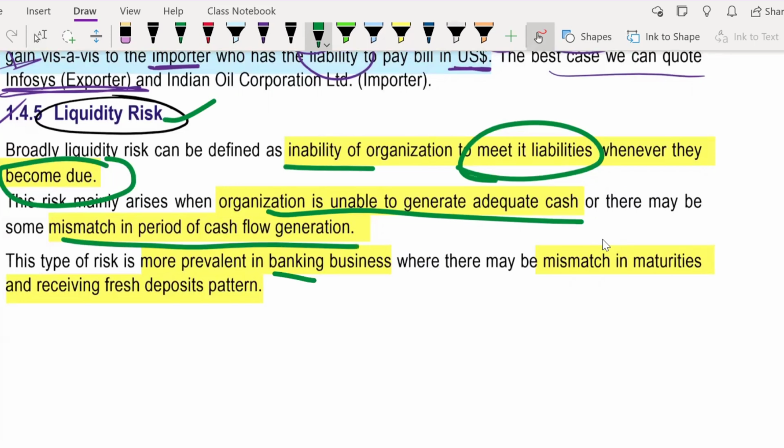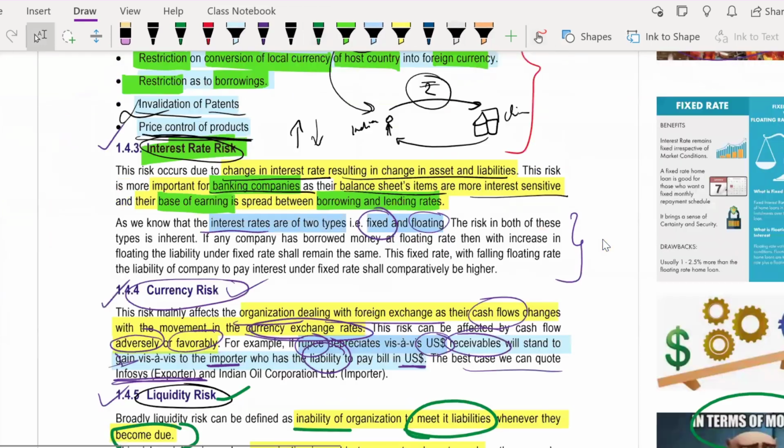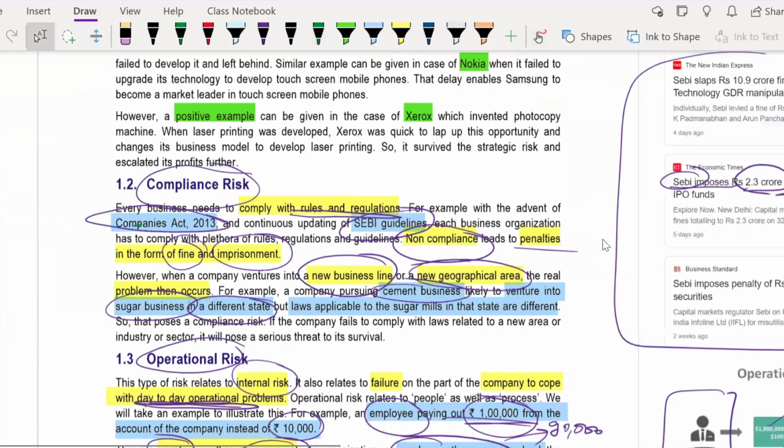So it is more prevalent in the banking business, because a lot of people might not give their fixed deposits now itself. They might create it in the future, or if they have to repay some loan, they might not repay it immediately. They might do it in future, whereas you might be thinking that today if they repay this, we'll be able to lend someone the other money. But if that does not happen, then that is the liquidity risk. Correct. So these were the 5 types of risk under financial risk.